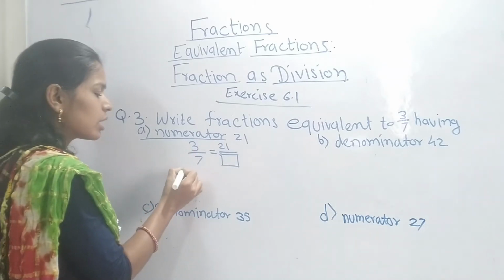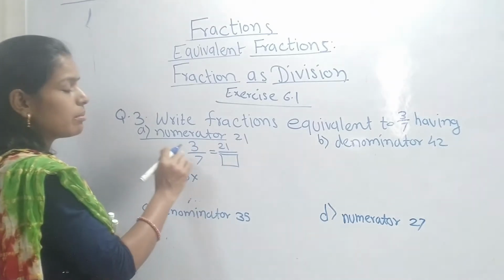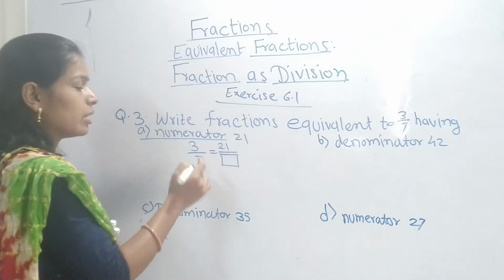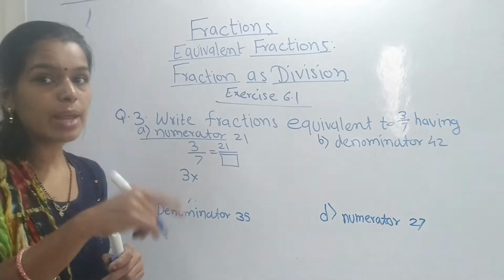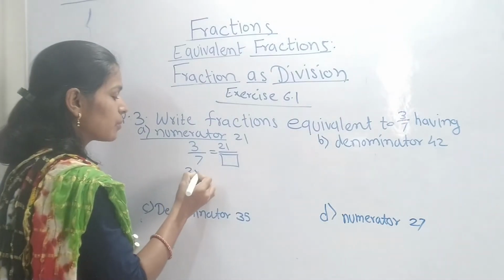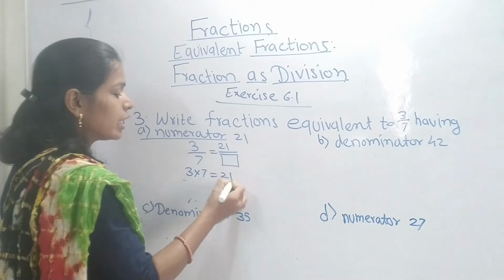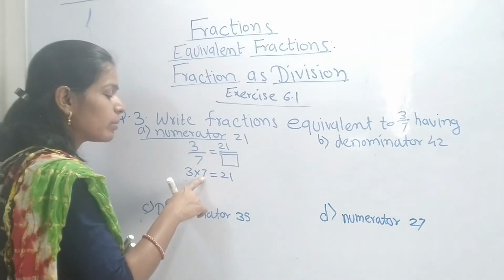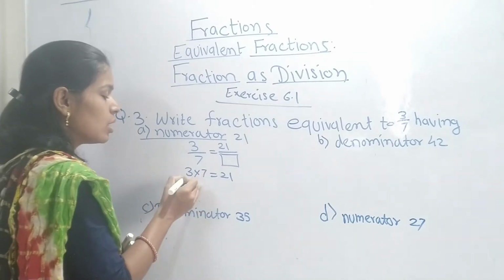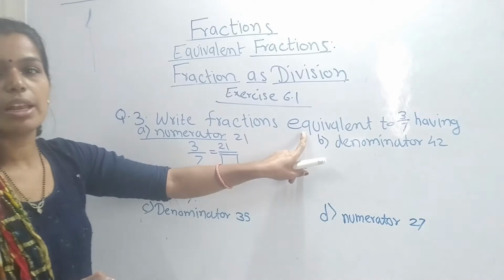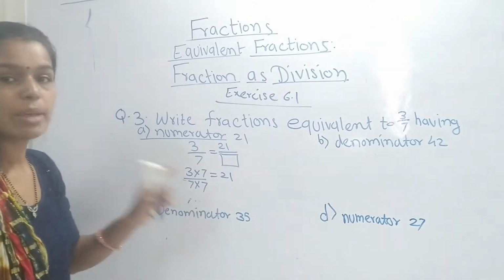You have to take the number by which you have to multiply 3 to get 21. We know that 3 multiplied by 7 gives us 21. So 3 7s are 21. Now, if 3 7s are 21, it means you are multiplying 3 by 7. So in the denominator also you have to multiply by 7, because we want an equivalent fraction and we have to multiply by the same number.